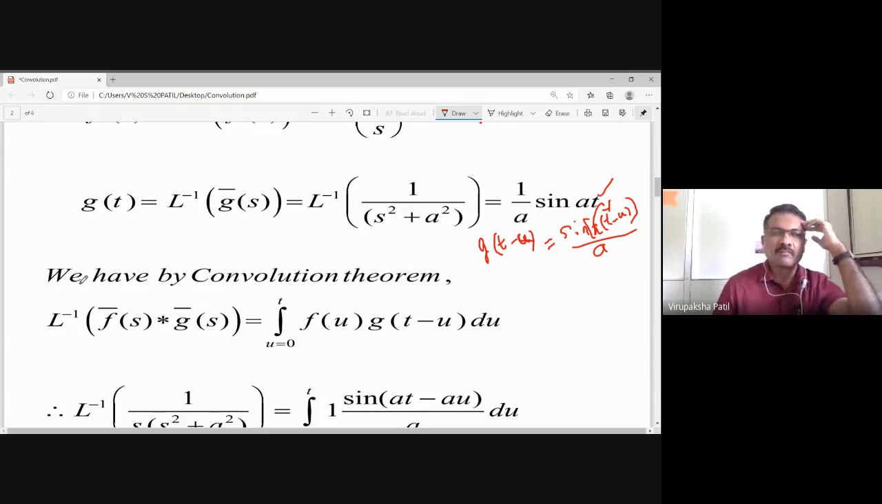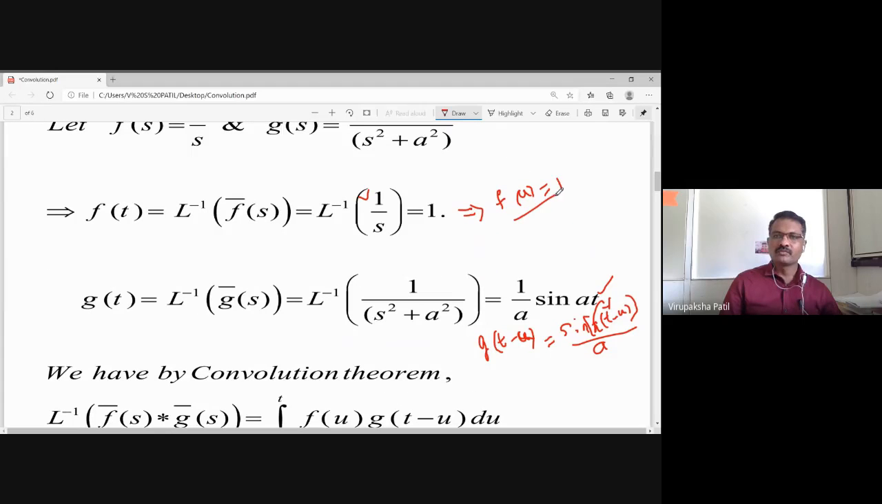Once you got this, by the convolution theorem, L inverse of f bar s into g bar s is equal to, first you write this, integral from u equal to 0 to t of f of u into g of t minus u du. Now substitute this value and this value which you have obtained here and here.